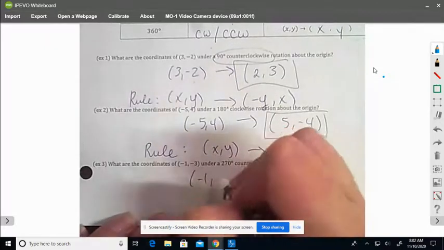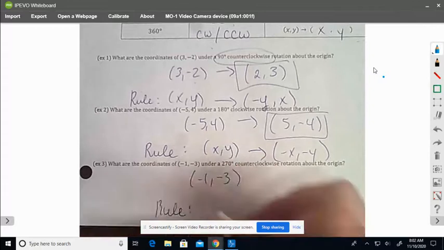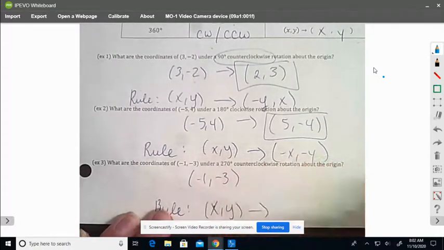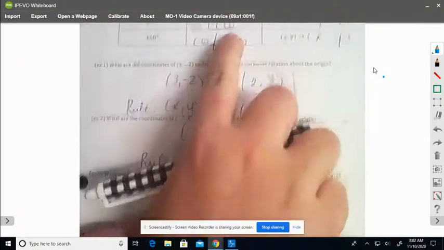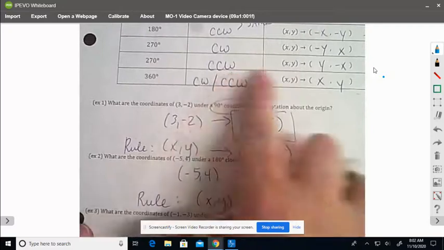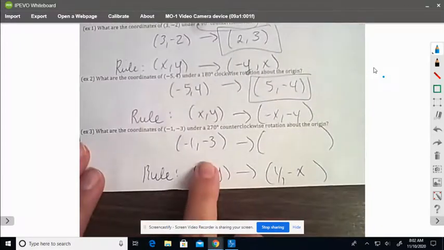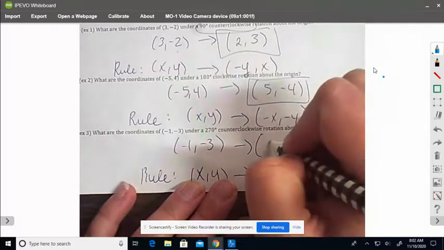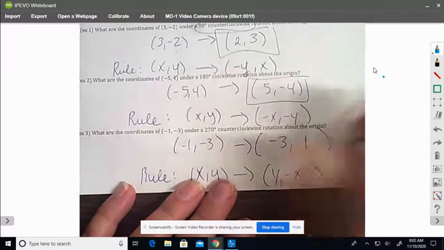Last one. The rule is 270 counterclockwise. So that would take me to Y, negative X as my rule. So if I translate this to be Y, negative X, that is going to give me negative 3 because that Y stays the same. And then I change the sign of my X.